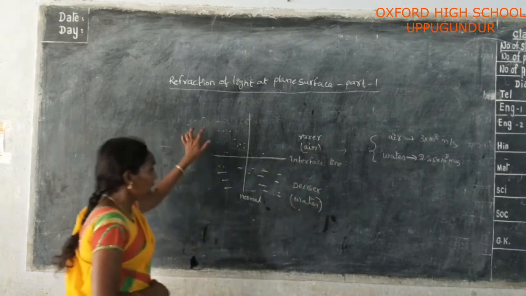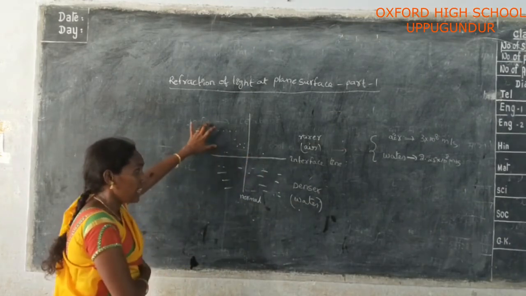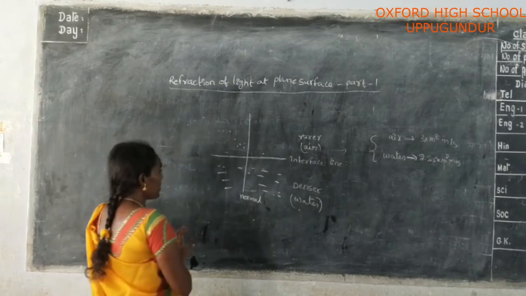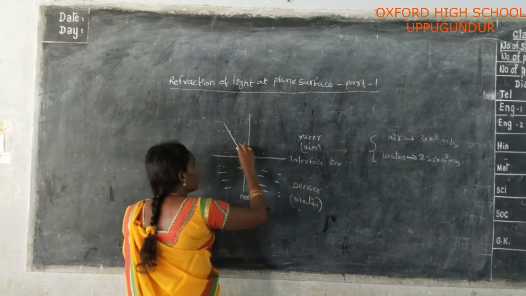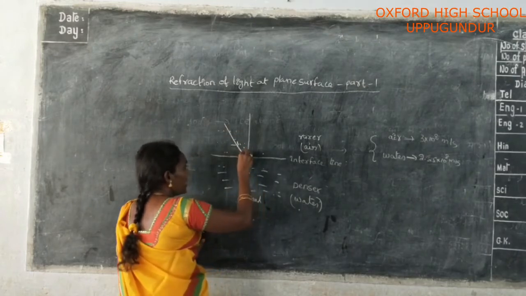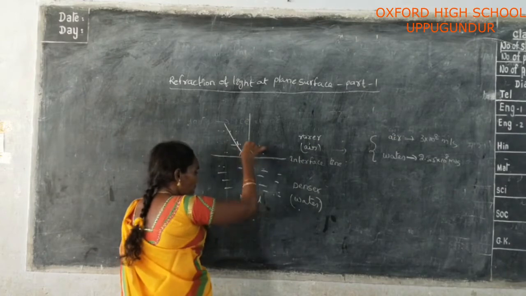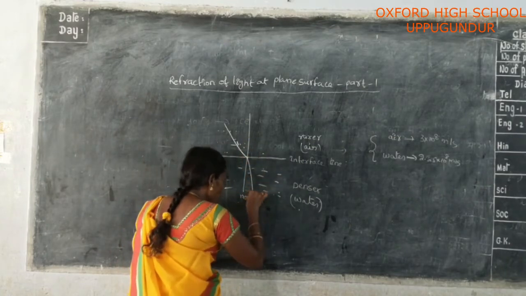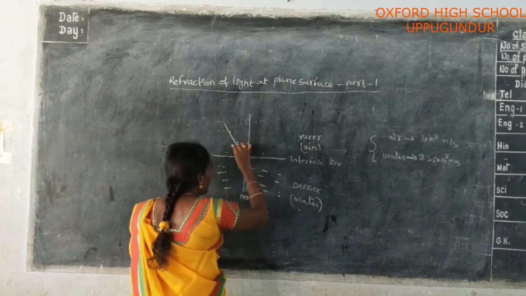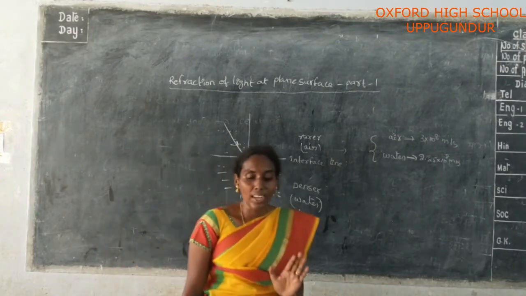When a light ray travels from one medium to another medium, for example, the light ray is coming from the source of light and is incident at the point of incidence. After refraction, it enters into the other medium. That means it bends towards the normal.